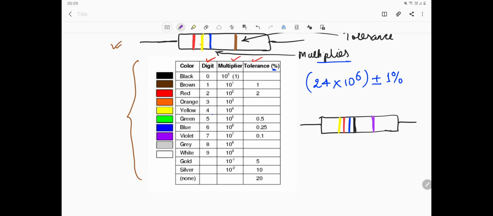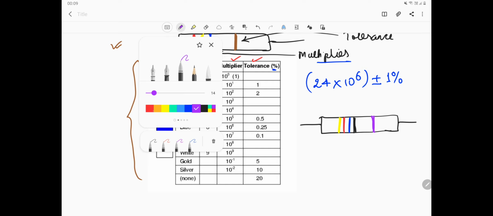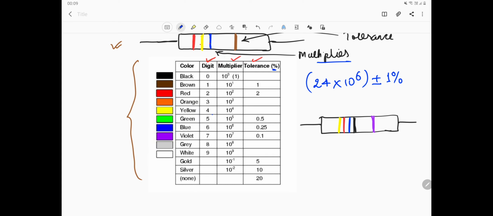Now this is a 5 line resistor or 5 ring resistor. So here what will happen is that the first 3 will be digits. This will be the first digit, this will be the second digit, and this will be the third digit, and this will be the multiplier, and the last one, after the space, will be the tolerance.